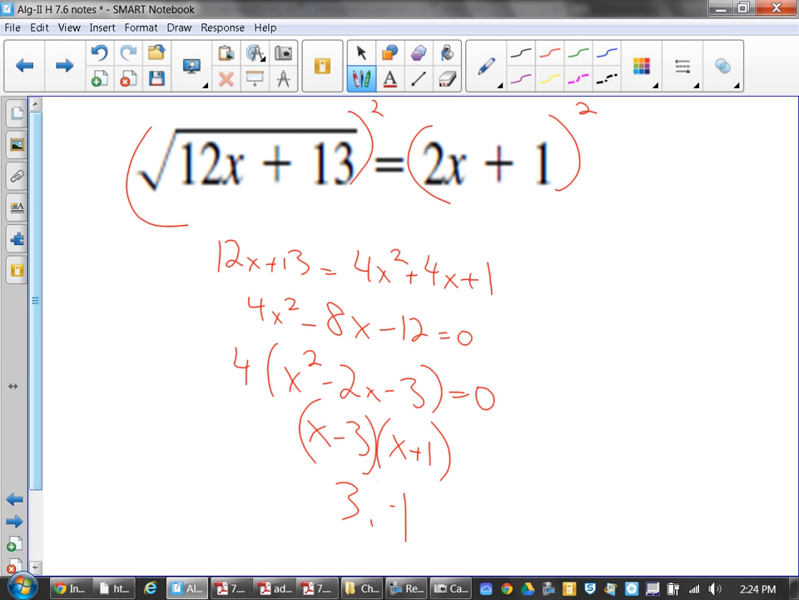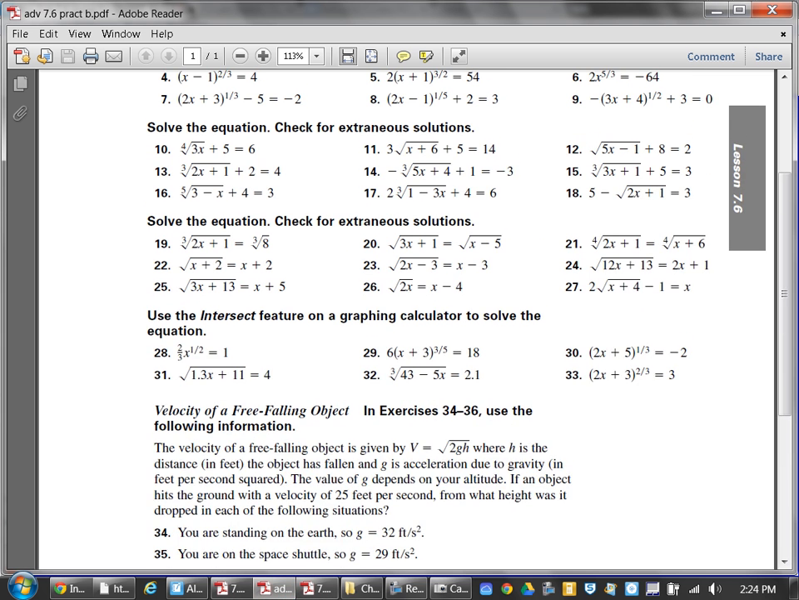No, it doesn't work. Wait, why didn't it work? What's 12 times negative 1? Negative 12 plus 13. Square root of 1. Never mind. I think that's about all I wanted to do here.